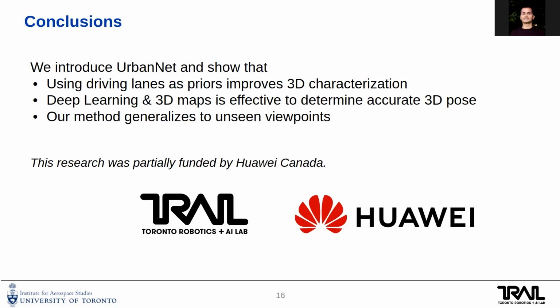As for the conclusions, we introduce UrbaNet and show that using driving lanes as priors improves 3D characterization. We also show that deep learning and 3D maps is an effective combination to determine accurate 3D pose, and that our method generalizes well to unseen viewpoints.